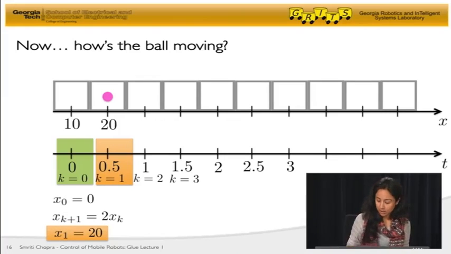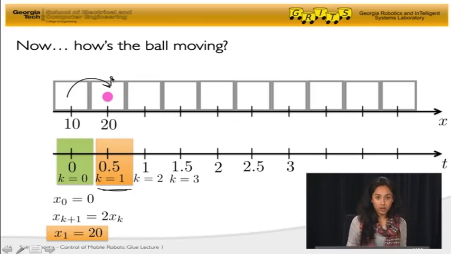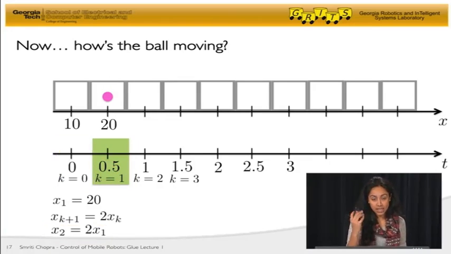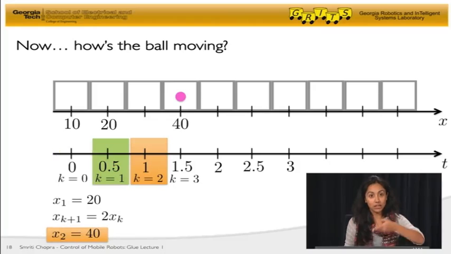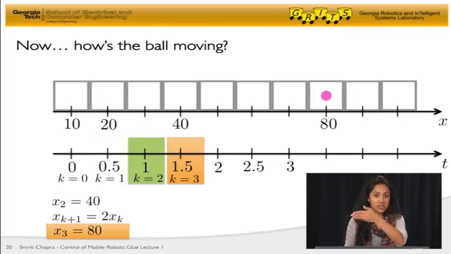So we saw that at k is equal to 1, which is actually time 0.5, I jumped from here to here. Okay, and now I keep incrementing k. So now I take k is equal to 1, and I calculate my x2, which is now 40. And then I take k is equal to 2, and I increment, and I get x3, which is 80.